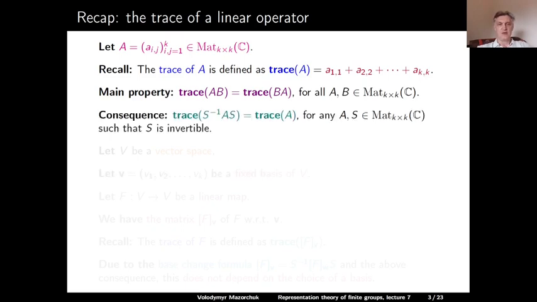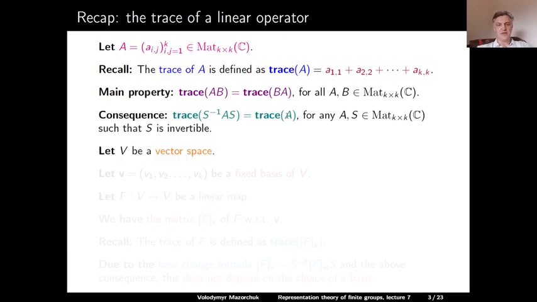A consequence of this property is that the trace of the matrix S inverse A S is equal to the trace of the matrix A for any two k times k matrices A and S such that S is invertible. In order to see this, we apply the main property of the trace to the pair S inverse A and S. So if you multiply them in one direction, we get S inverse A S, and in the other direction, we get S times S inverse A, which is exactly A.